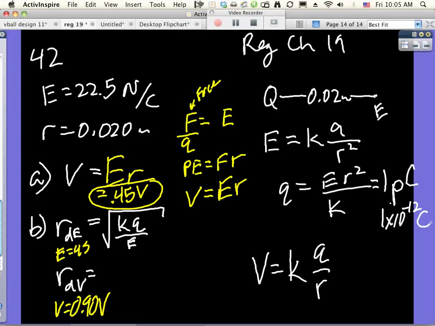Now, we can just solve both of these. We know that r is going to be kQ over V. You know Q, you know E, you know V, and you know k. Plug it in, get your answer. This is 45, remember, because it asks for what is the radius when the electric field is double.